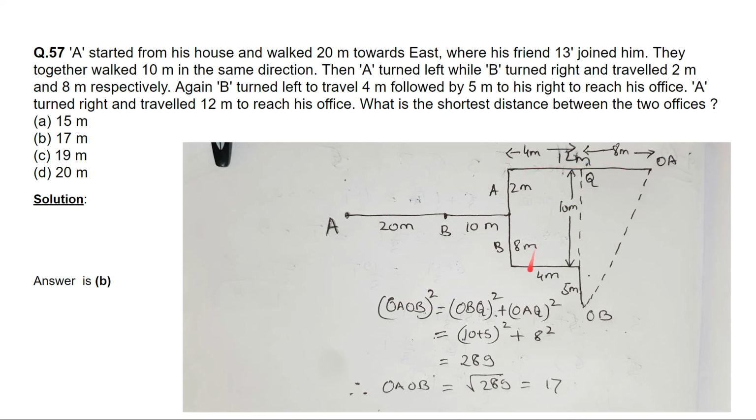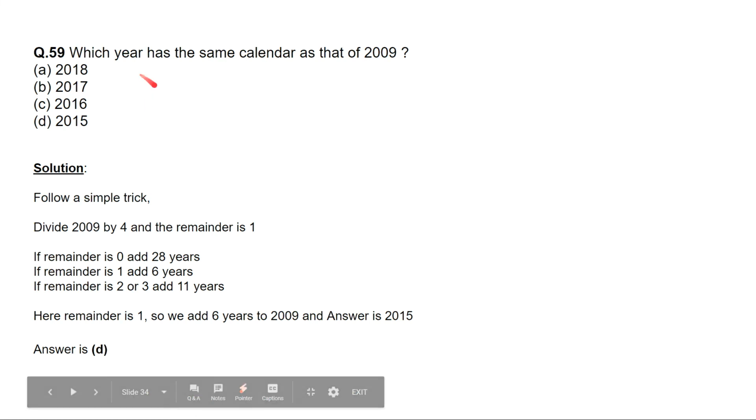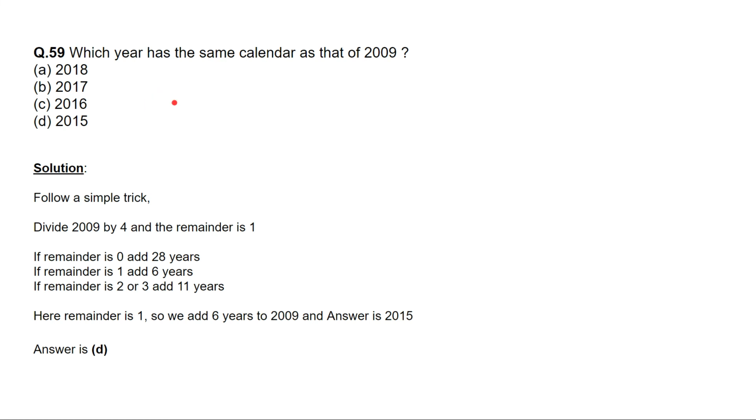So we know this distance is 5. This we have calculated, 8 plus 2, 10. And this is going to be 8. And this is going to be 4 because the total is 12 meters. So this is going to be 8. So this is 10 plus 5, 15, and this is 8. So if you calculate the square root of 15 square plus 8 square, you will get 17 as the answer. So the right answer is B here.